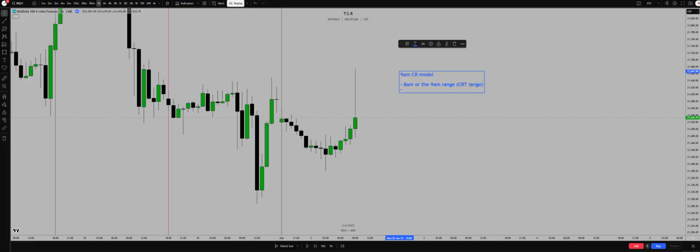Then we're waiting for either a 9 a.m. or 10 a.m. purge. What is a purge? A turtle soup, a liquidity sweep, whatever, of either the 8 a.m. or 9 a.m. range. So if we're using the 9 a.m. range, we need a 10 a.m. purge. If we're using the 8 a.m. range, we need a 9 a.m. purge. Very straightforward, very simple.